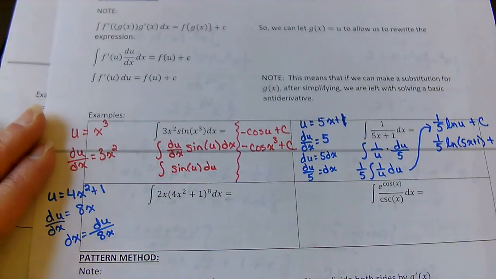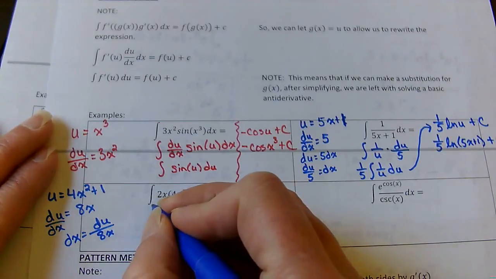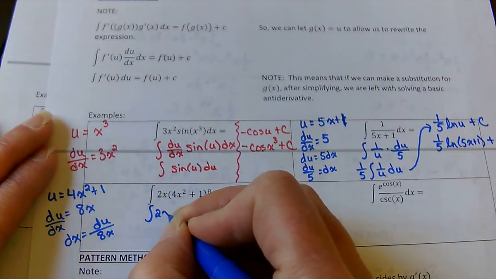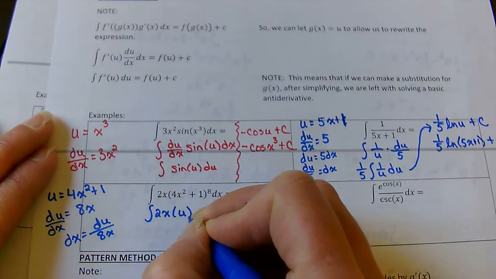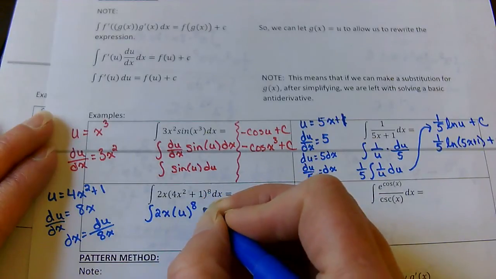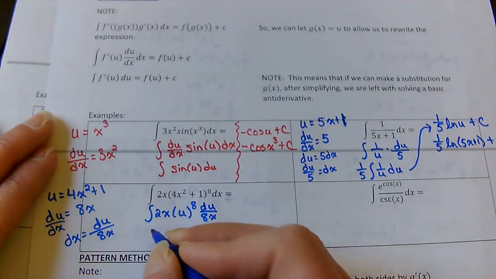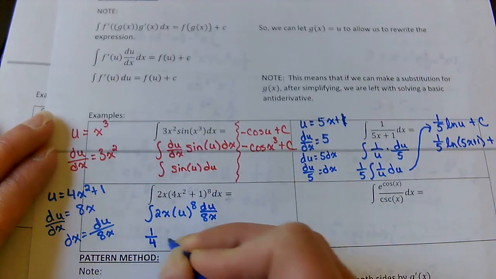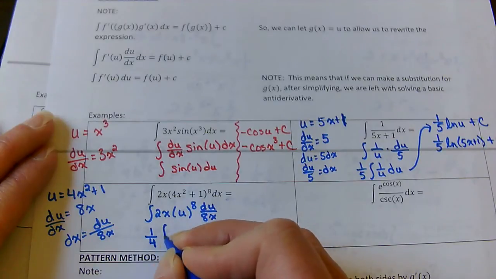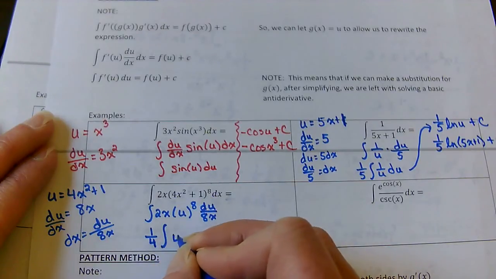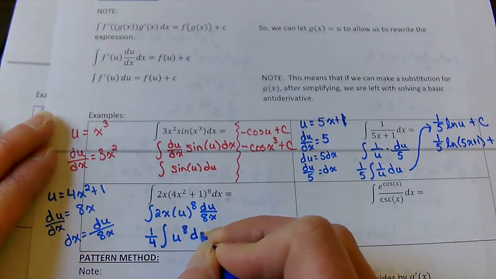Let's substitute in what we can. So we have a 2x. I replace this with u. And dx, I'm going to replace as du divided by 8x. Well, 2x divided by 8x is going to give me 1/4. And that leaves me with u to the 8th du.